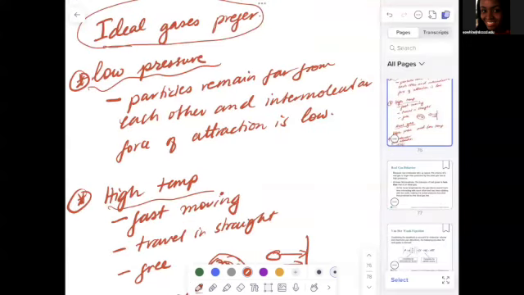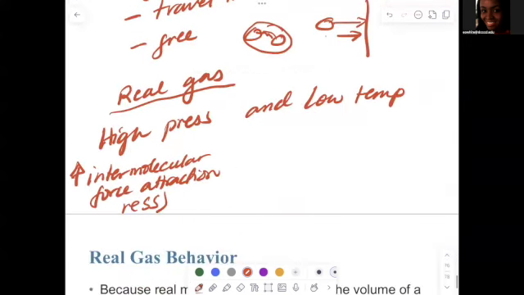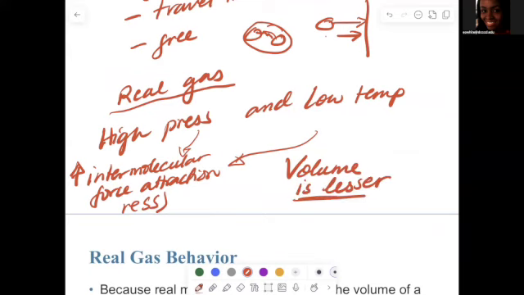Okay, so I'm back to this one here. The next thing we see is when you have high pressure and low temperature, the same thing. The molecules move very slow, so now they're able to attract each other, right? And not only that, scientists noticed the size of the real gas particles is actually a lot bigger than what was hypothesized in the ideal gas law. So the volume that's available for the gases to move around is lower than what was predicted by the ideal gas law.